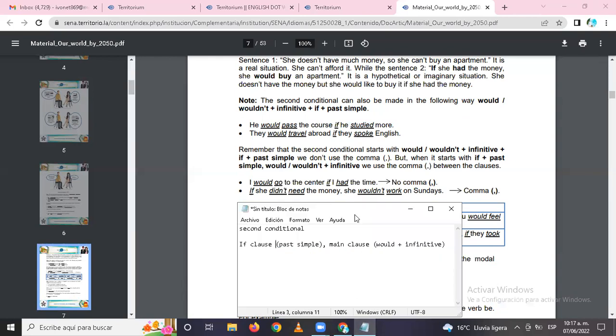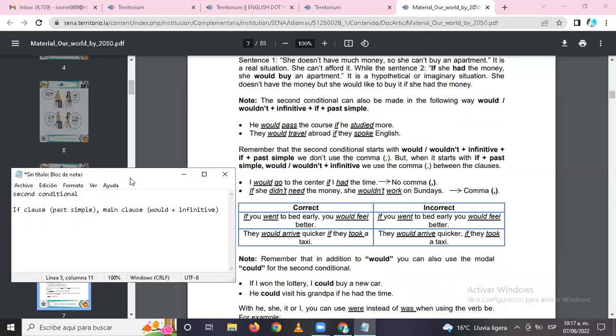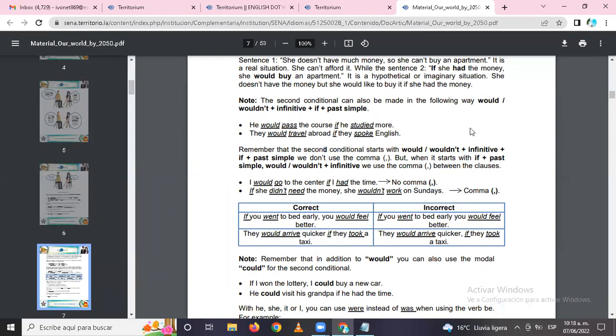So that's a tricky situation. So remember that the past simple goes with the if clause and the would with the main clause. That's why we have here first the would and then the past simple. They would travel abroad if they spoke English. Remember that the second conditional starts with would, wouldn't, infinitive, plus if past simple. We don't use the comma.